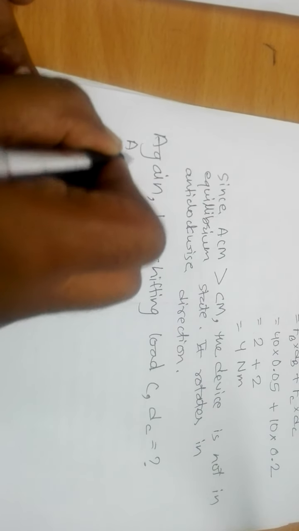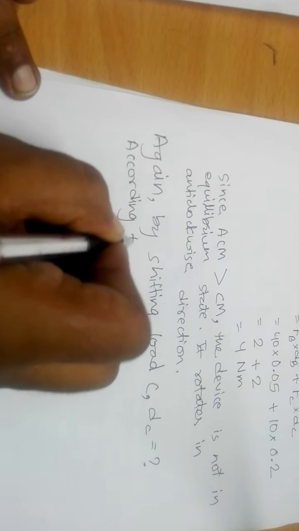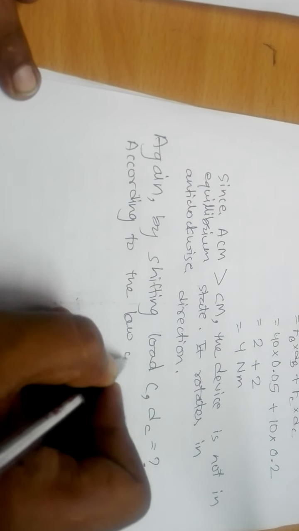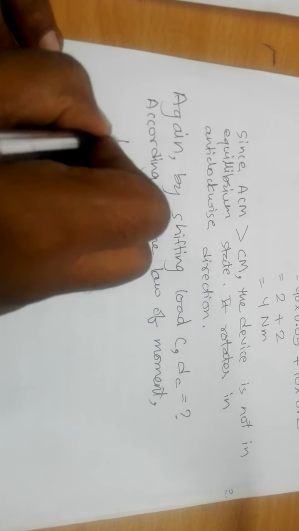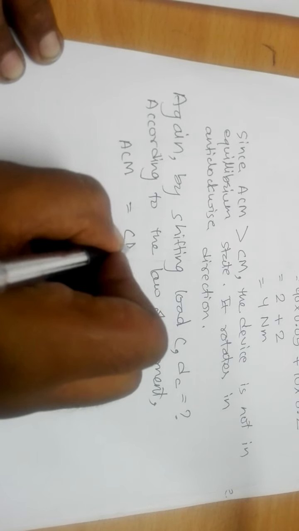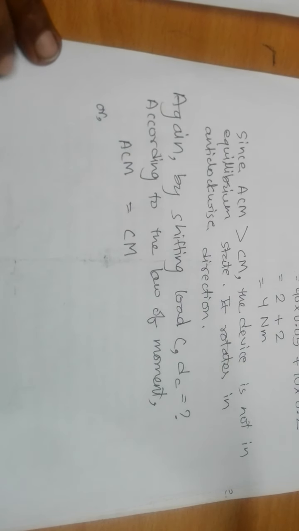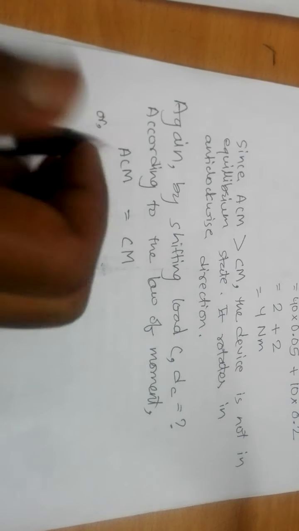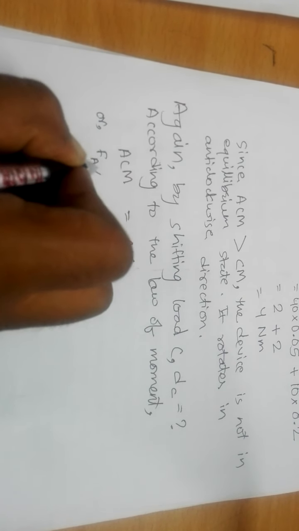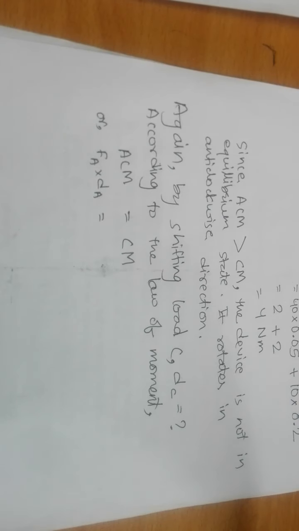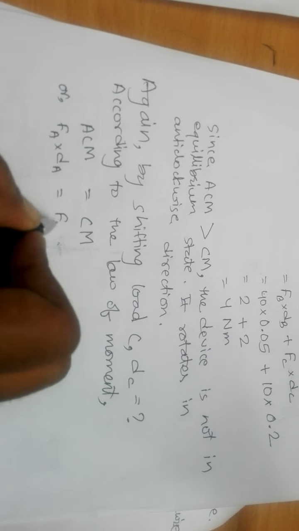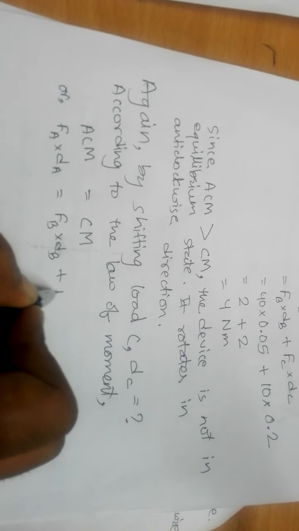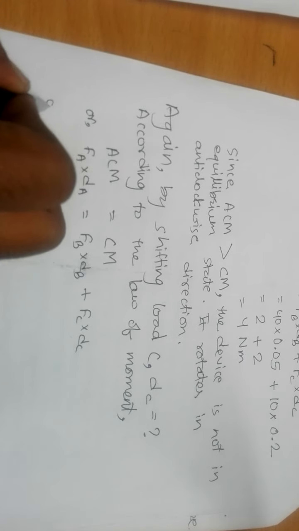Okay, now according to the law of moment, anti-clockwise moment is equal to clockwise moment. The anti-clockwise moment is produced by A, that means FA into DA, and the clockwise moment is produced by B and C. Yes, we have already encountered that. That means FB into DB plus FC into DC. Now all factors remain the same except for DC.